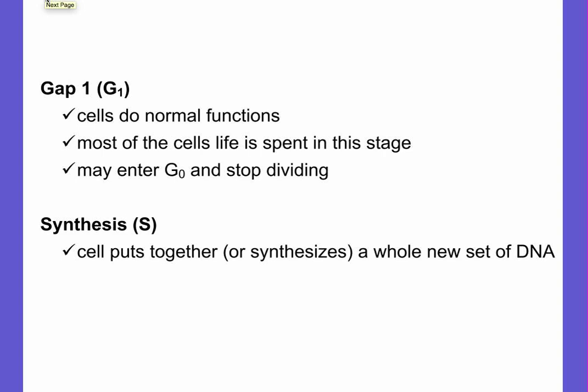So gap 1 on this slide, it does talk about the normal functions. Remember, if your cells aren't doing their normal functions, you wouldn't be alive. So that's actually one of the most important stages. This is a seemingly unimportant stage in terms of the cell cycle, because you're not dividing here, obviously, but this is what the cell should be doing most of the time.